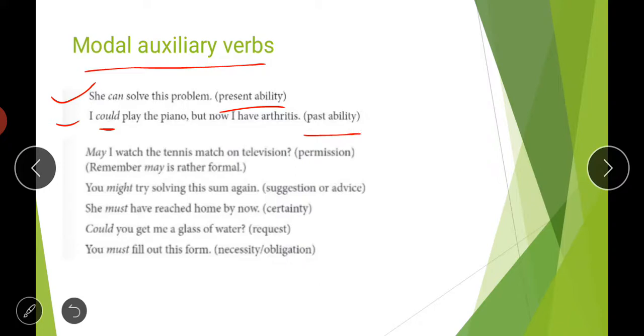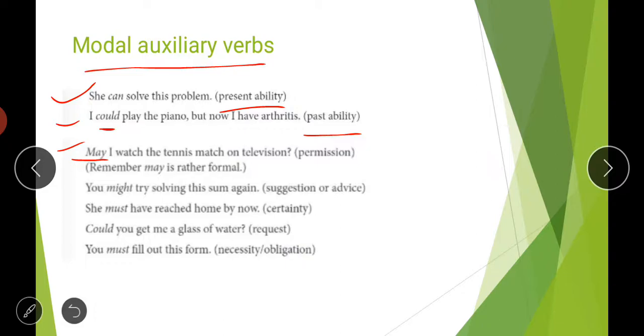Then may I watch the tennis match on television? So as you know, we use this word often, may, to ask or to take permission for something. So for example, when you enter your classroom, you ask your teacher, may I come in ma'am, or when you want to go out, you again ask for permission, like may I go to washroom, or may I go to have water ma'am. So like that, may is used to take permission.